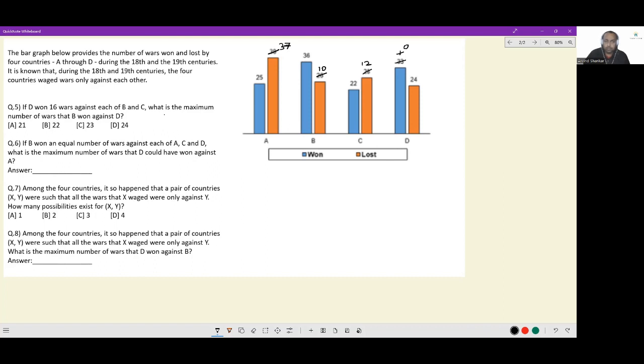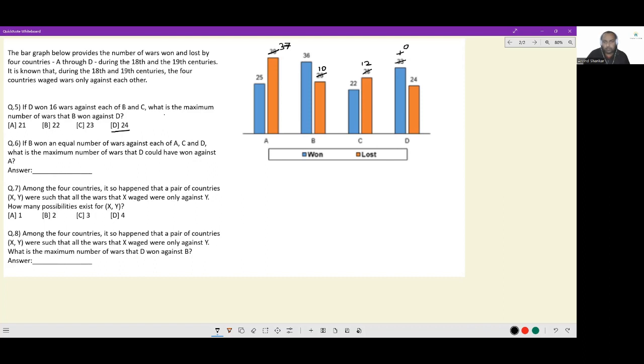What is the maximum number of wars that B won against D? B's win against D, I have to see. 36 wins for B and 24 wins for D. So the maximum number is clearly 24 that I can have. But right now, without disturbing these two, if I can get rid of every other number, it would be ideal. So first thing I have to take care of is 25 wins of A and 37 losses of A.